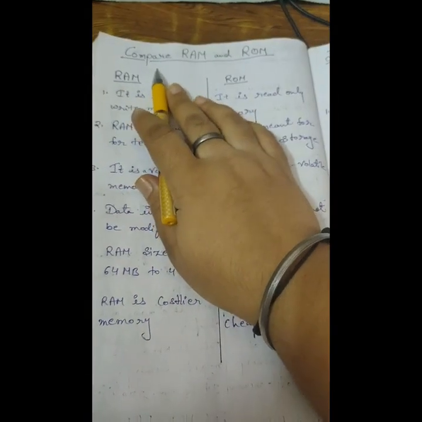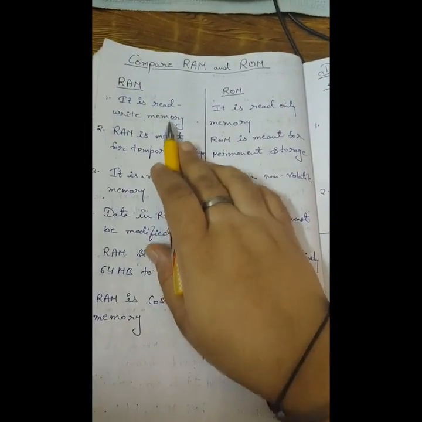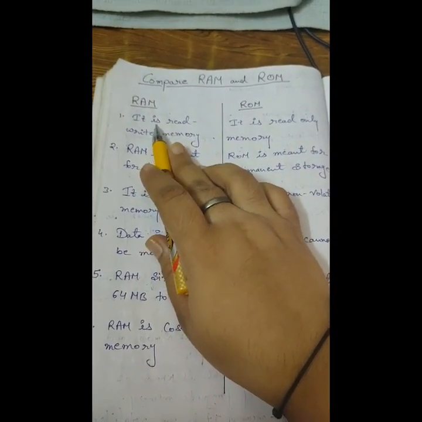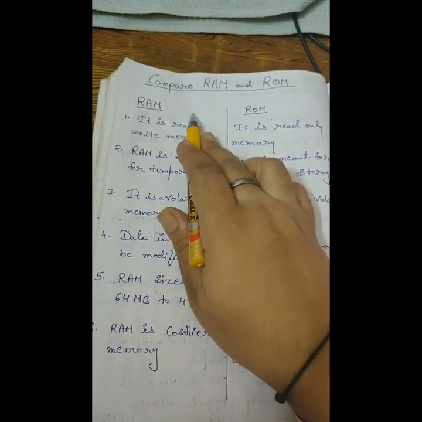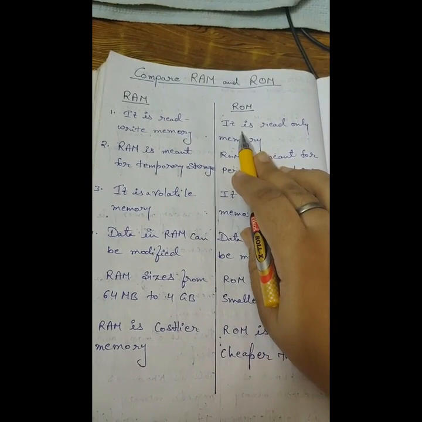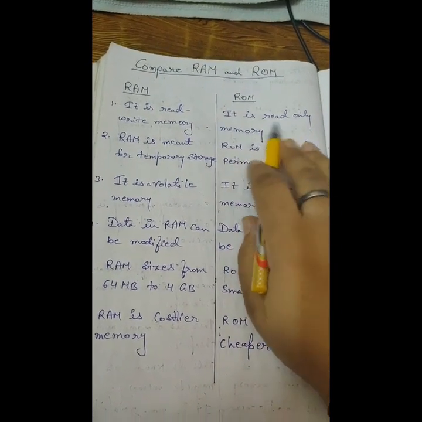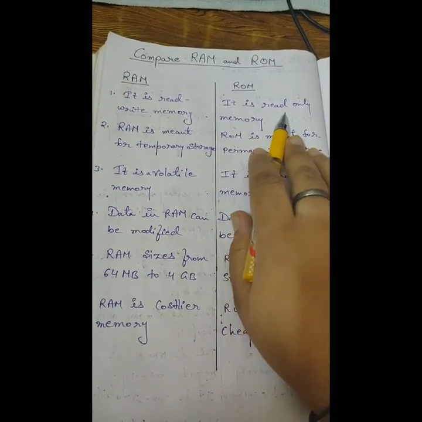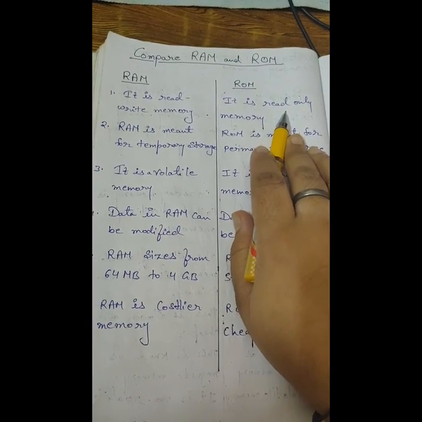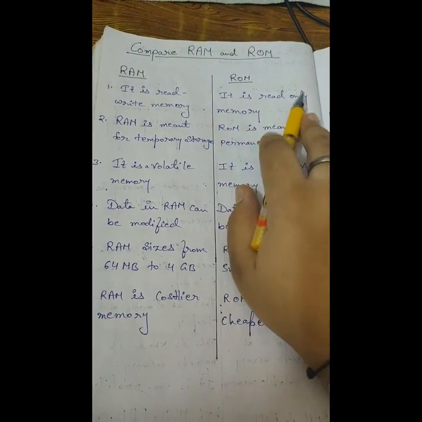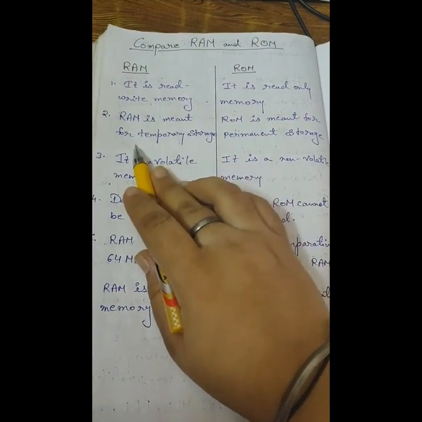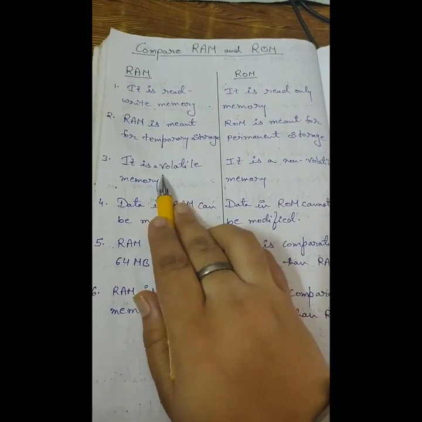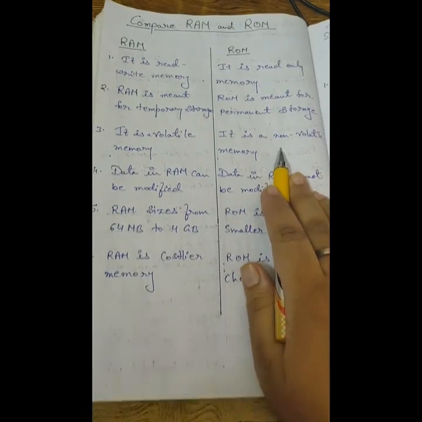Next topic we will cover is the difference between RAM and ROM, or the comparison between RAM and ROM. RAM is read-write memory. We can read and we can write in this memory. But ROM is read-only memory. Here we cannot write again and again, because I had told you all the booting processes are saved in ROM. RAM is meant for temporary storage. ROM is meant for permanent storage. That's why RAM is called volatile memory and ROM is non-volatile memory.